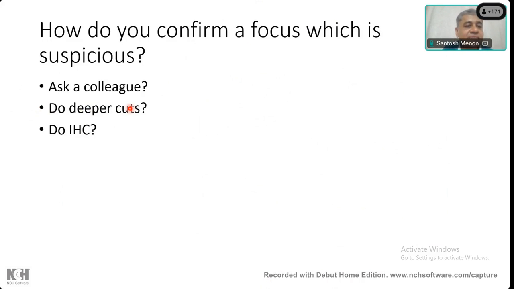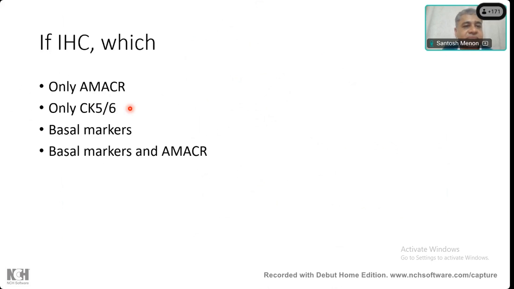But yes, if we do an IHC, what are the IHCs which you want to do to confirm a focus as benign or malignant? Would you do only AMACR? P53, we can use the P53. P53, P63? P63. What does it highlight? It will highlight basal cells. Basal cells. Do you know of any other basal cell markers? We can also do a high molecular weight cytokeratin.